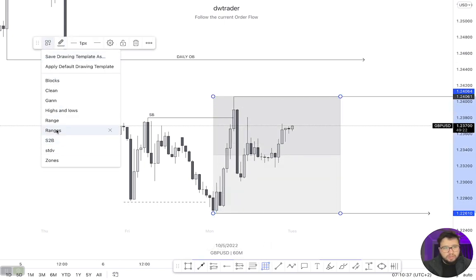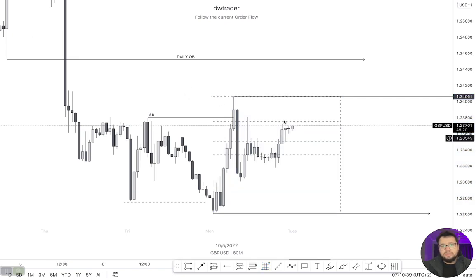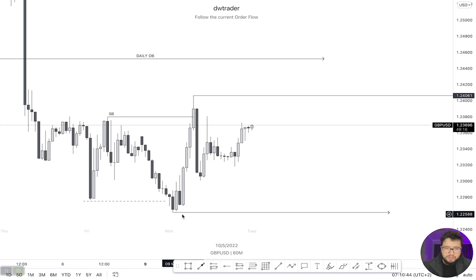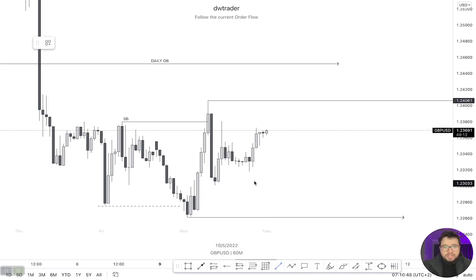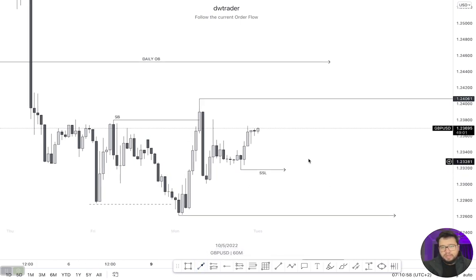Let's get the ranges. So we're still in this range. No, that's the wrong one. But you can see from this low and this high, we're still in this range. So I'm looking at where the sell side liquidity is, because in my mind, whenever we are bullish, we must first sweep sell side liquidity. So that is a little bit of a nugget there.